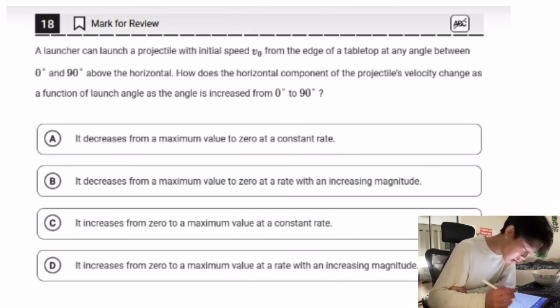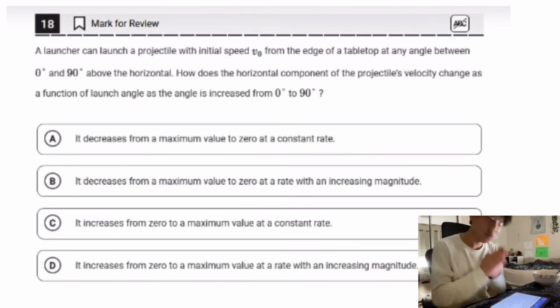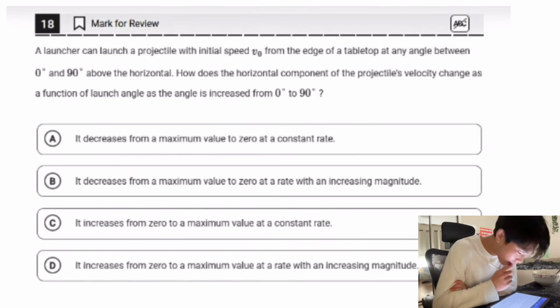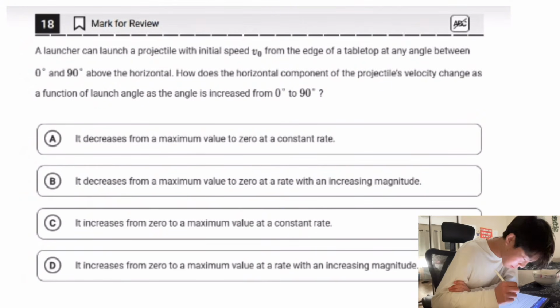But anyway, this one, oh my favorite, X and Y components. I was literally yapping about this yesterday, if you watch my part 1 video. But anyway, it's asking, how does the horizontal component change?